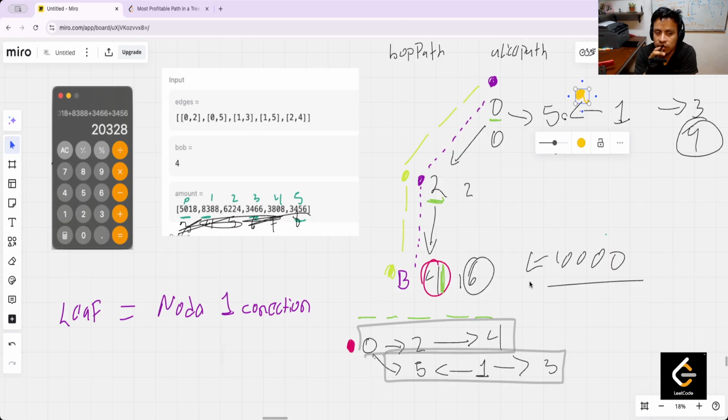The 0 is connected with the 2 and with the 5. The 1 is connected with the 3 and with the 5. Because excluding the 0, 5, 1, and 3 are in the same level.